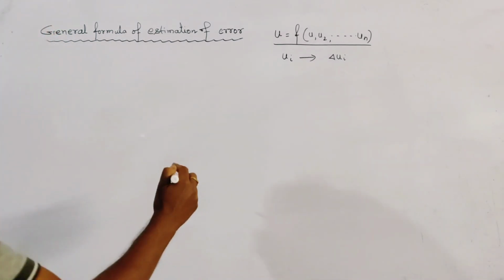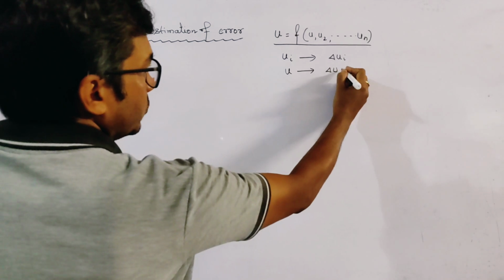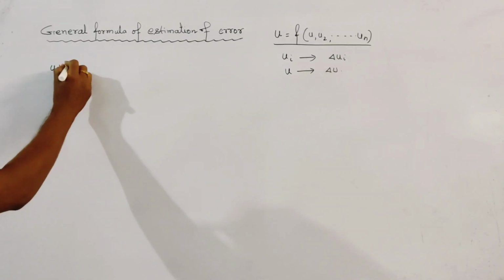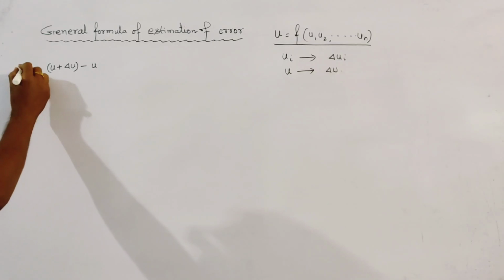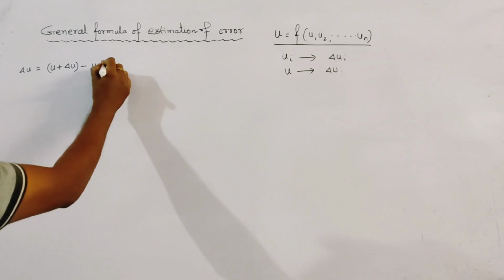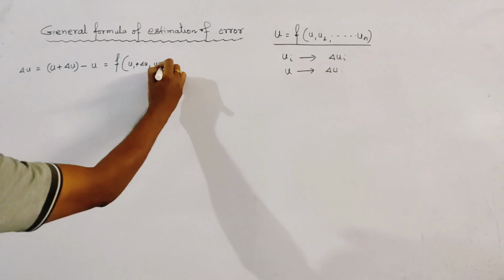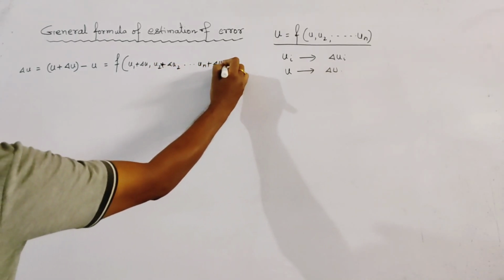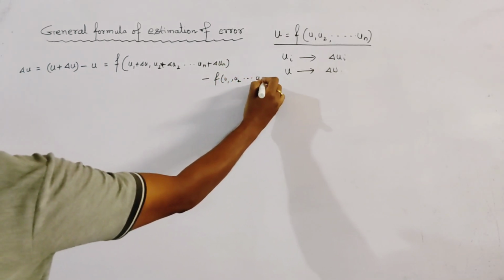Let the absolute error of u be equal to delta u. Then we get u plus delta u minus u, which is given by delta u, and this is the absolute error of u. It can be written as f of u1 plus delta u1, u2 plus delta u2, to un plus delta un, minus f of u1, u2, to un.